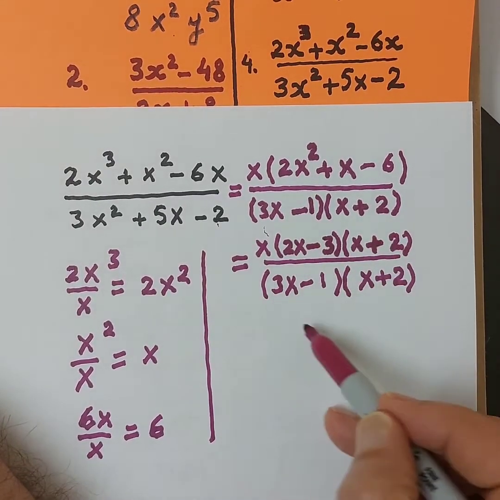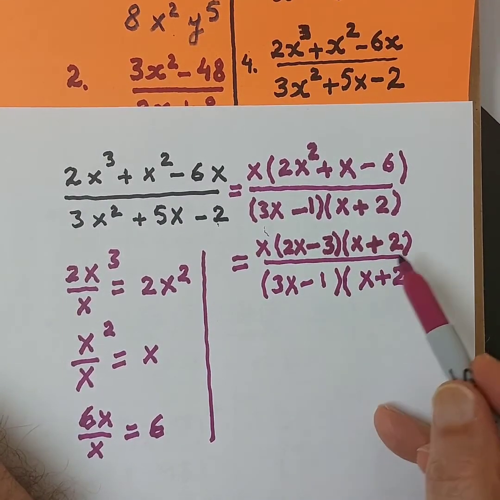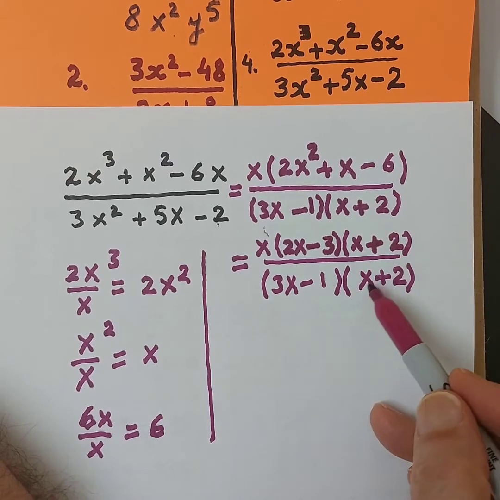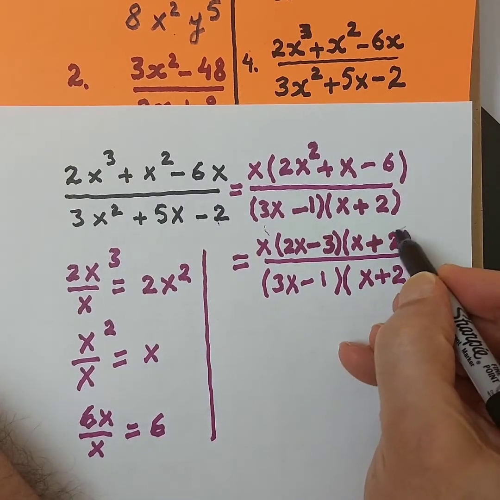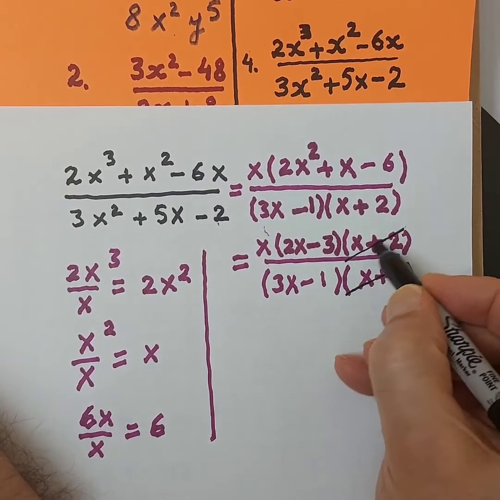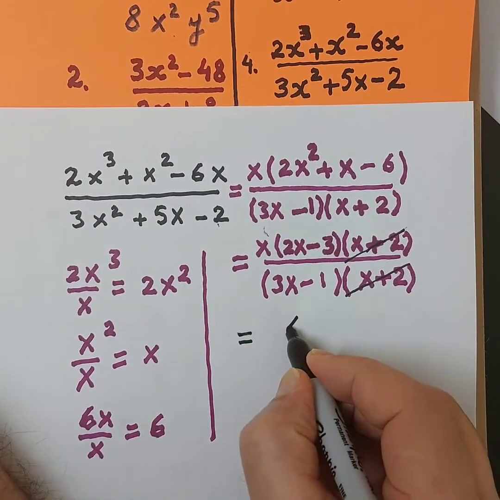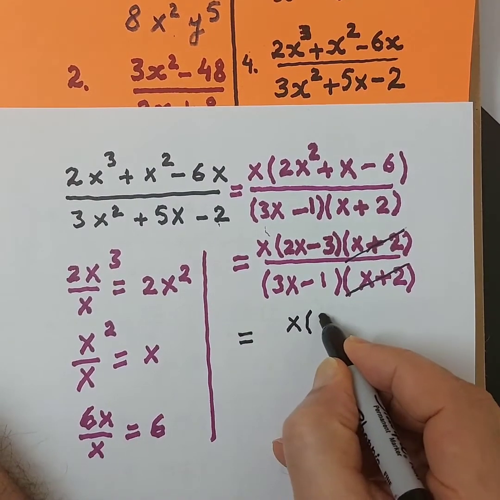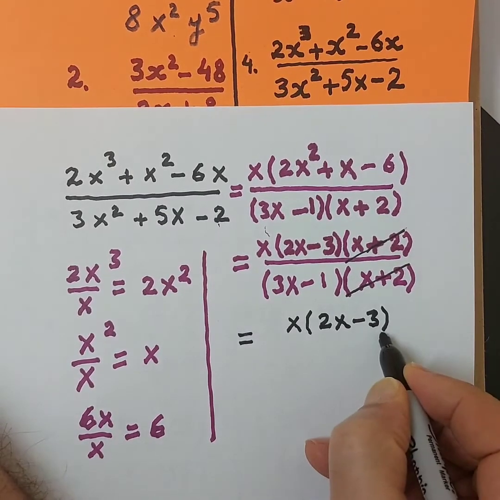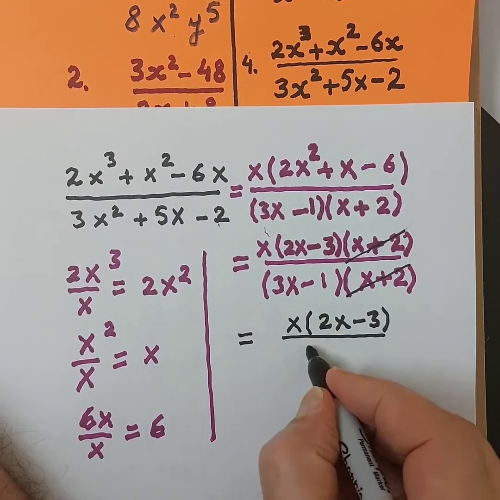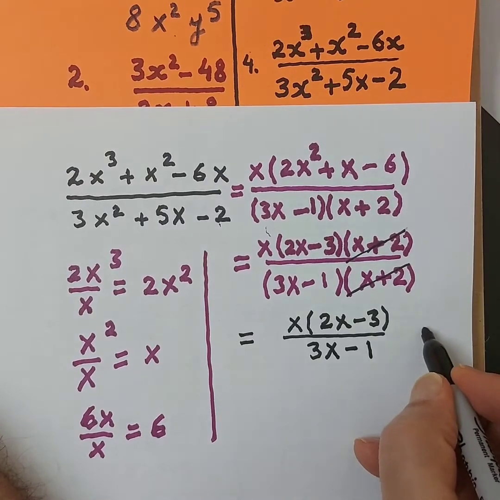Now are there any similar factors in the numerator and denominator? Yes, we have here x plus 2, here x plus 2. So we can cancel them together. These can be cancelled. And the remain is the answer. The answer then is x multiplied by 2x minus 3 divided on 3x minus 1. And that's it. This is the end of this question.